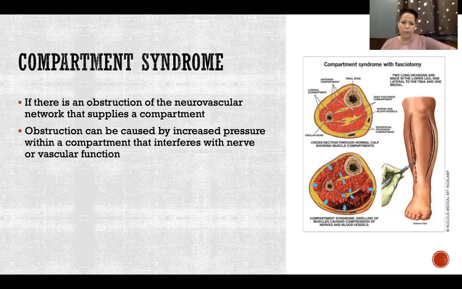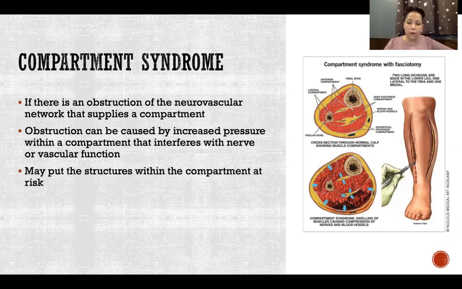So the obstruction can be caused by increased pressure within a compartment that interferes with the nerve or vascular function. So this can be a serious medical emergency. It can put the structures within the compartment at risk. As that pressure increases and it's blocking nerve supply and blood flow, it can essentially kill the limb. It can kill the cells of the limb because if they're not getting blood flow long enough, then those cells will die. And then that would require probably amputation, depending on the severity and how much the tissue is dead and all of that. So this could be a major medical emergency.